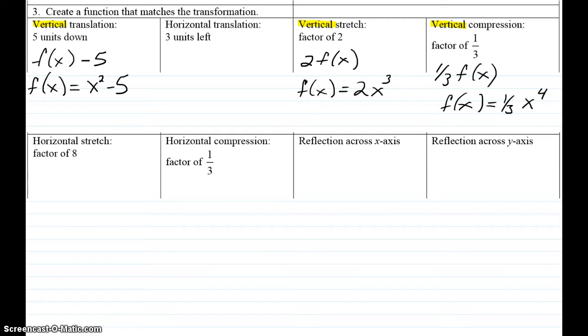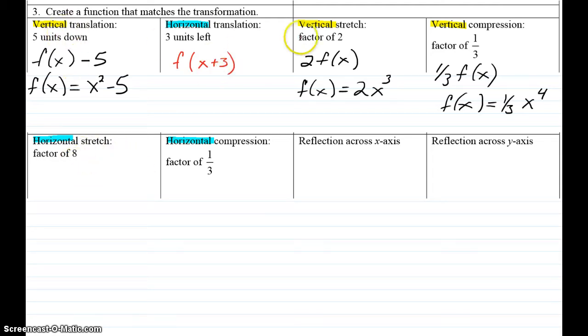Now, anything that's horizontal is counterintuitive. So if I just start with f, remember, anything counterintuitive goes inside the parentheses. So left you think negative, but it's the opposite of what you think, and so we actually write x plus 3.